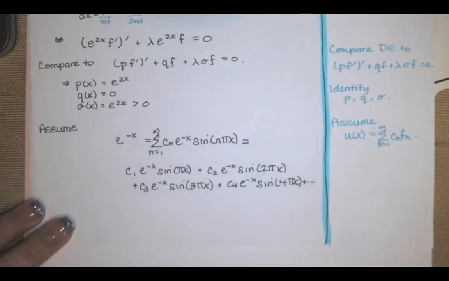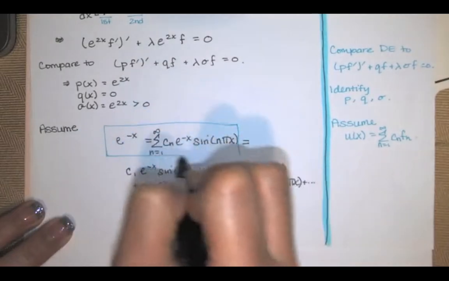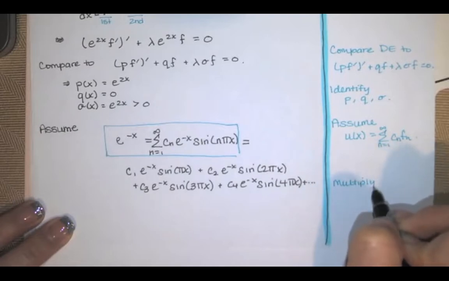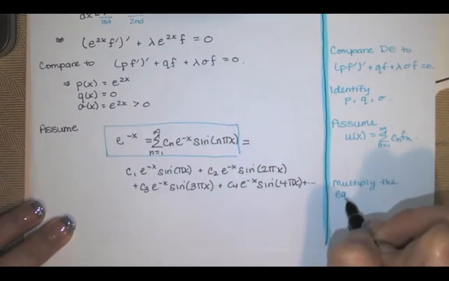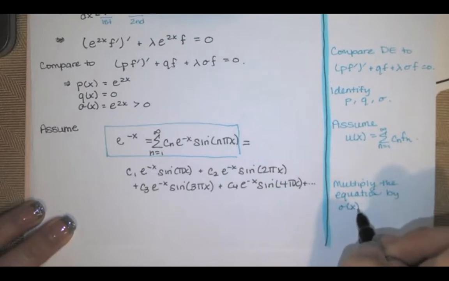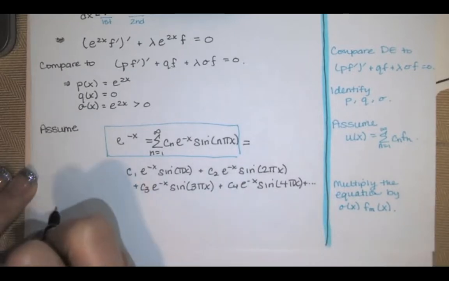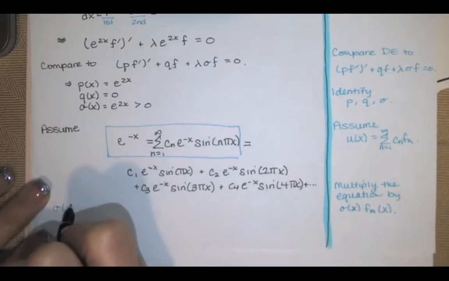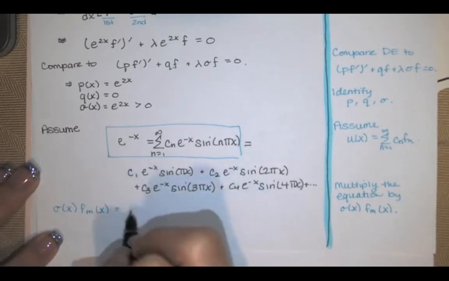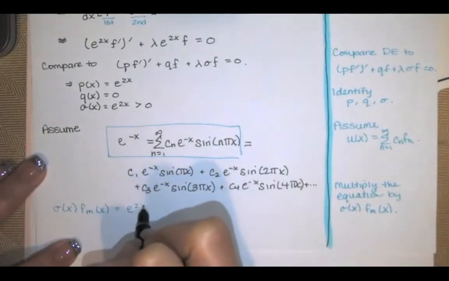In order to find the c sub n, we're going to take this equation right here and multiply that equation by sigma of x times f sub m of x. And first I'll say sigma of x times f sub m of x is this. Sigma was right there. We found it to be e to the 2x.